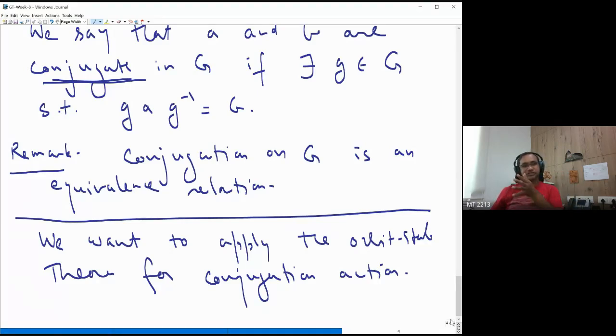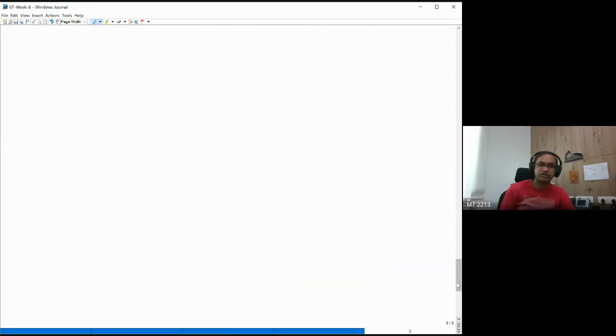The set is also G itself, and the action is given by (g, a) going to g a g inverse. If you do the calculation which we were doing last time, you will see that the orbits of this action are going to be equivalence classes which are given by conjugation. There is a special name for these orbits: they are called conjugacy classes.